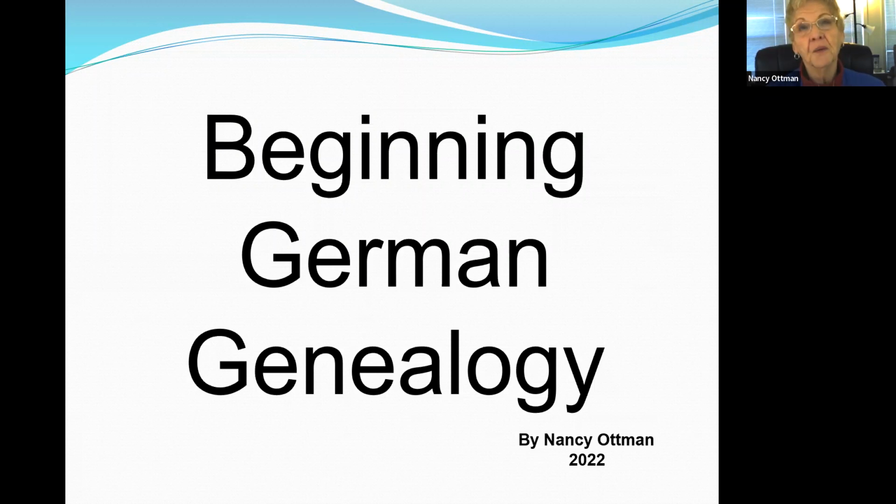I researched that and thought, there's no way there's going to be a family registry there. And indeed it was, and it really supported a lot of the information I had already gathered. But St. Louis Public Library.